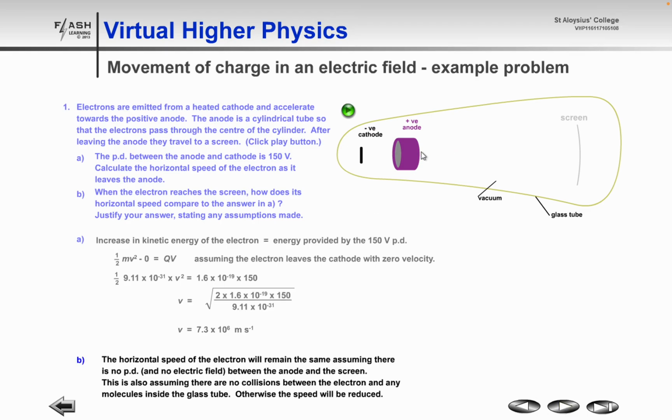And once it's left the anode, there's no electric fields on here, so nothing to change the speed beyond that point. So basically it should hit the screen at the same speed. And it's also assumed there's no collisions, which is why these are done within a vacuum.